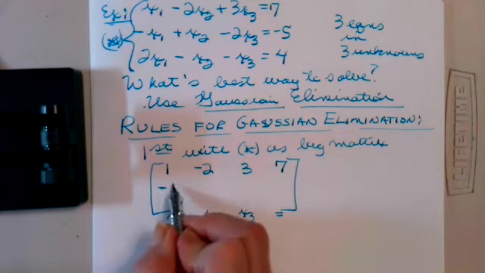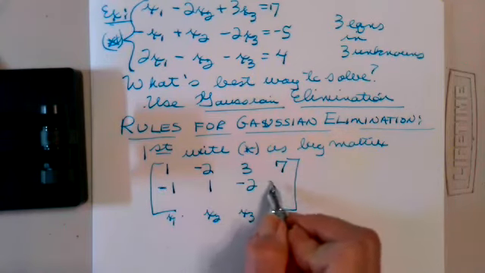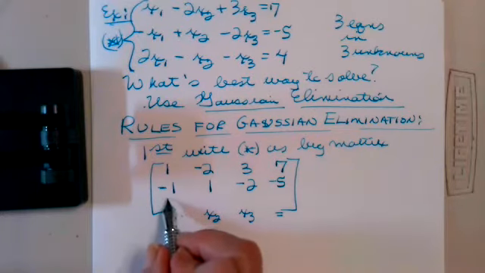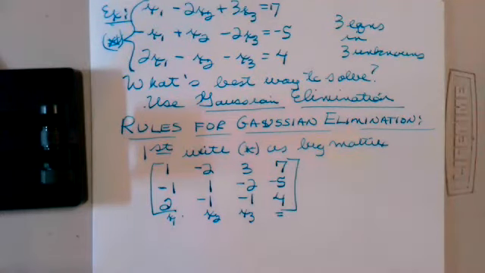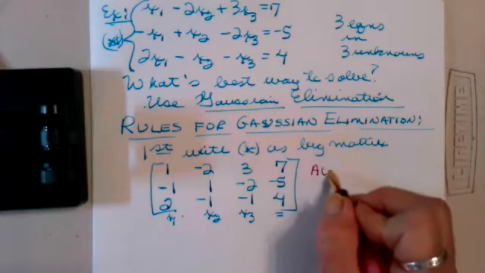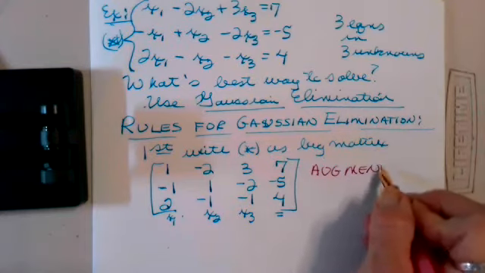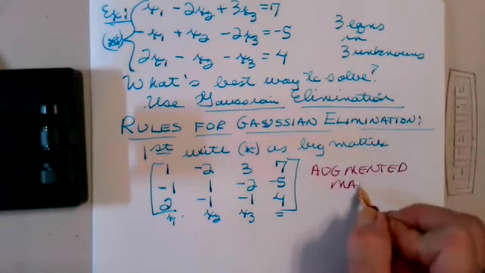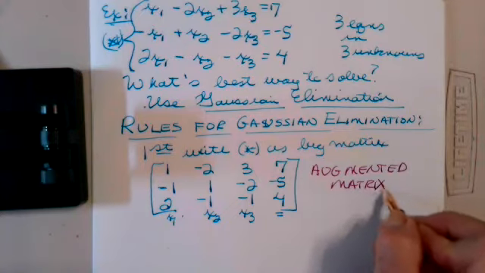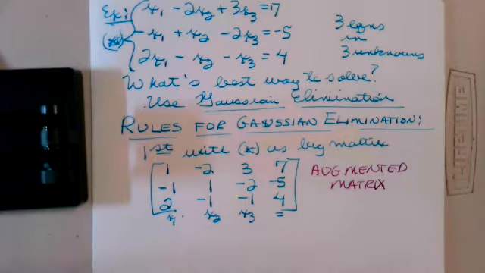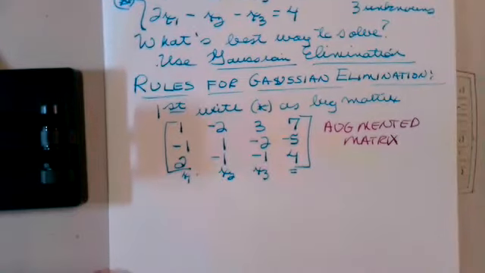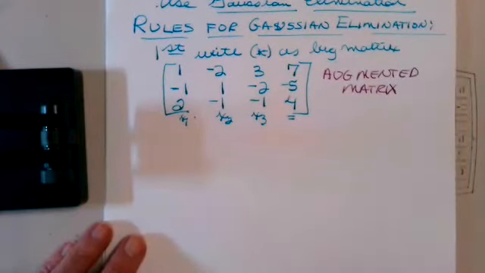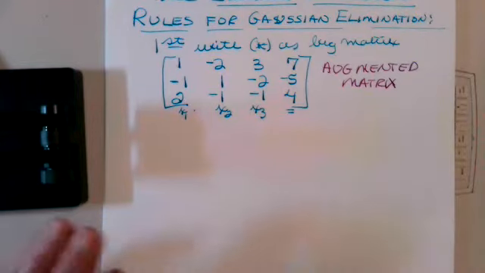And my second row is going to be -1, 1, -2, -5. And my third row will be 2, -1, -1, 4. Okay, so that's what I call the big matrix. The technical term for that is the augmented matrix. Okay, so the augmented matrix, you do exactly that. Just write the coefficients in a row. And once we do, now we want to start to use the rules of Gaussian elimination to simplify things.